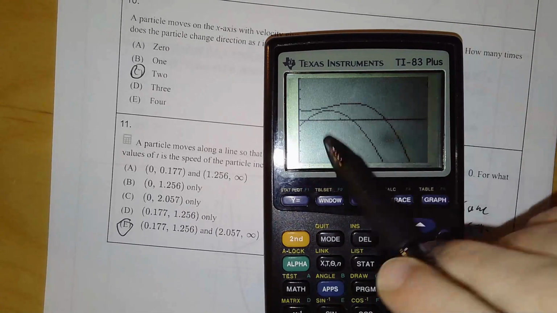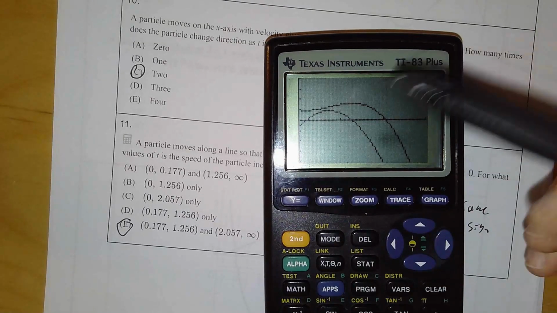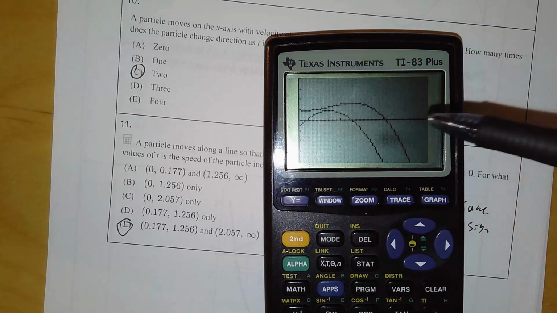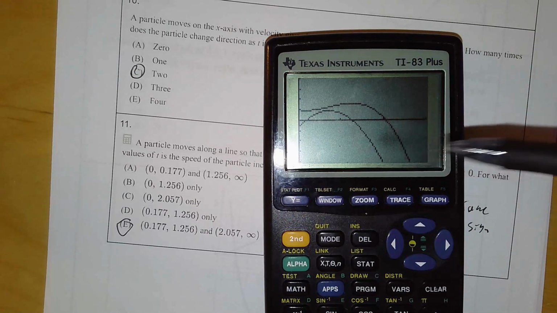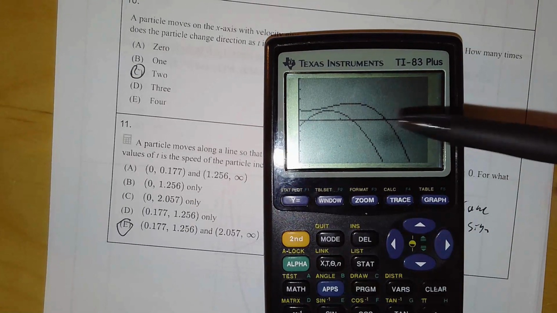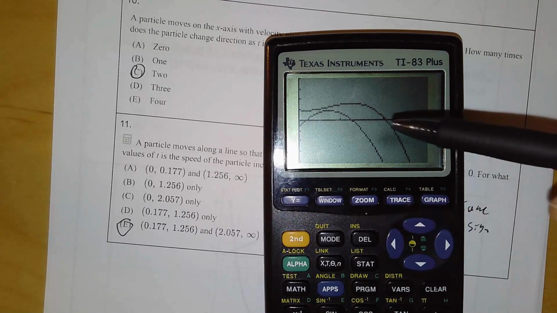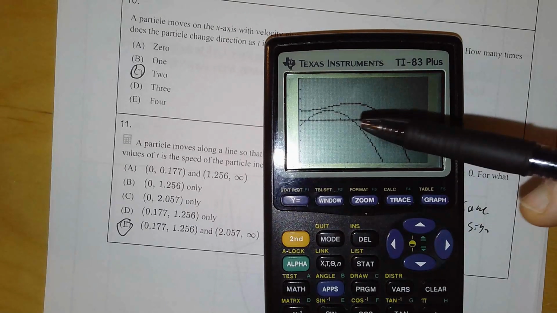So what you can see from this, which is what I said, is that they're both positive on this interval here, and then they're both negative on this interval here. From this point to the right, see they're both negative here? I mean, you can't see it, but this one's going down here. It's definitely negative. And then right here in this interval, they're both positive.